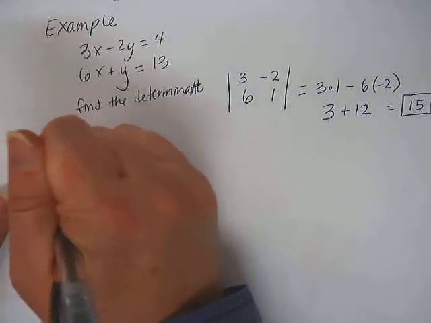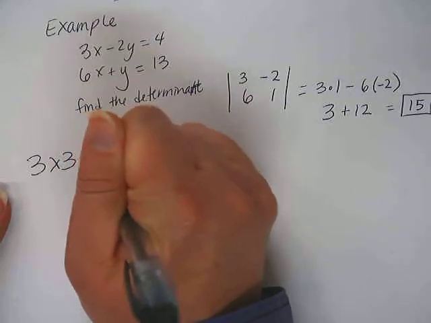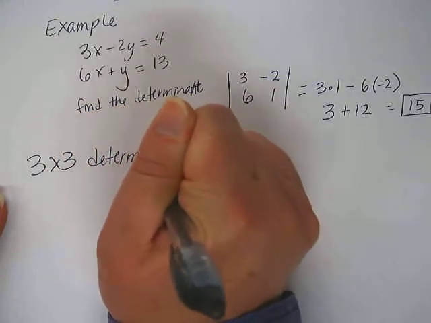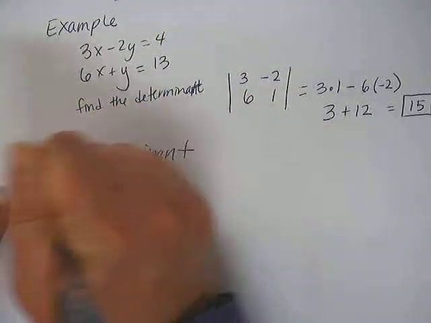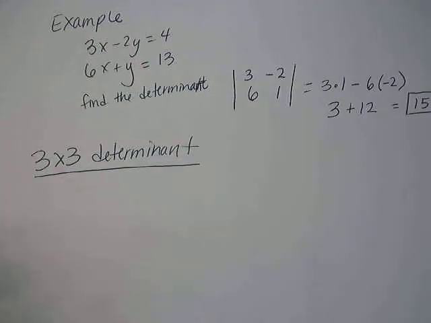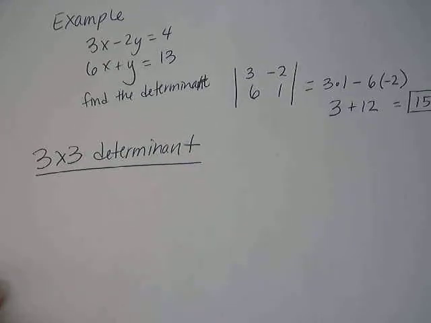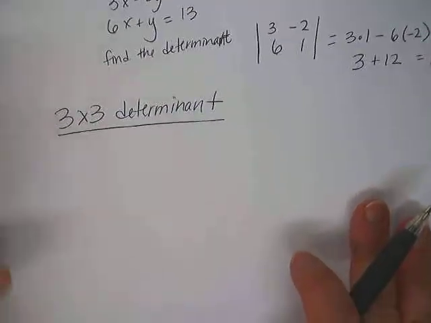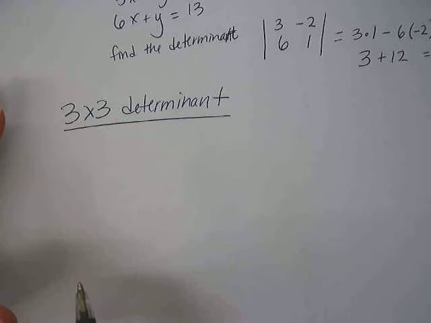Okay, are you ready for a 3 by 3 determinant? A 3 by 3 determinant is much more complicated. Your book shows you one way to do it, and I have my own way that I prefer. Do you want me to show you both ways? Or just show you my way? Just my way. Really? Okay.